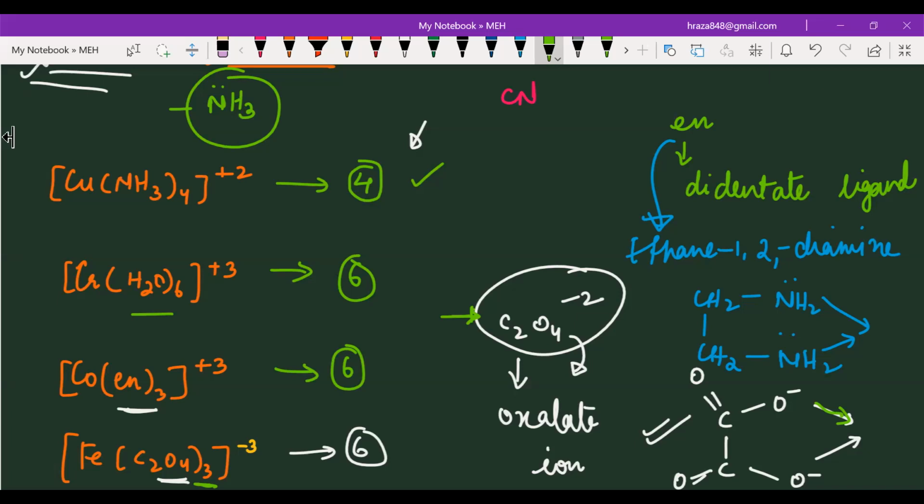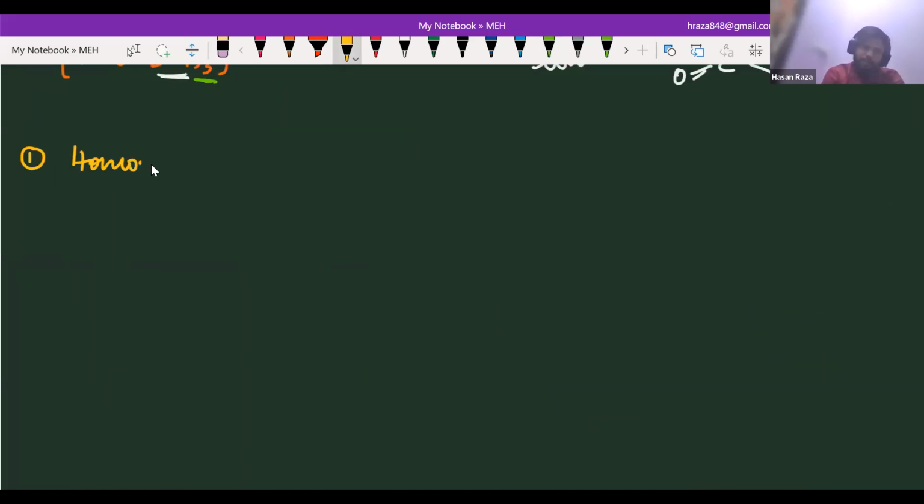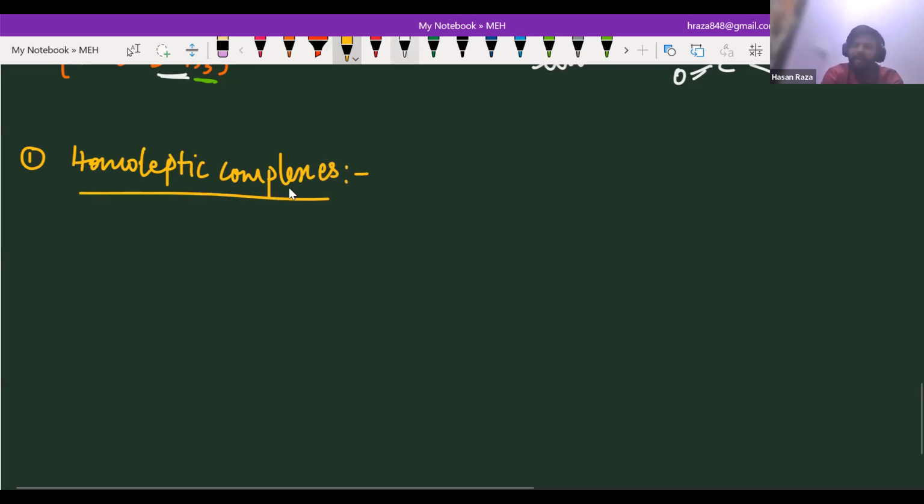Now see, there are two types of complexes. That means coordination compounds are of two types. One is homoleptic complexes. Homoleptic complexes means the central atom is surrounded by the same type of ligand. If there is only one type of ligand present in a complex or coordination compound, that is known as homoleptic complexes. So I'm going to write a definition.